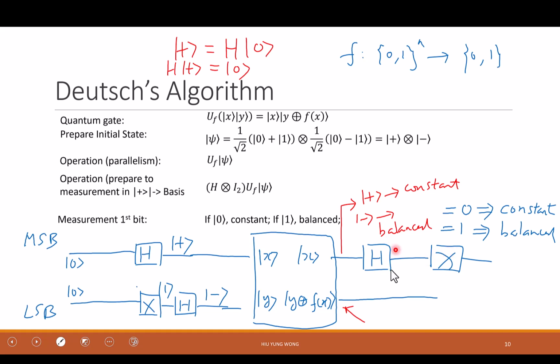Exactly. If I take away the Hadamard gate, but I need to measure in the plus-minus basis, then when it is plus, I get constant. When it is minus, I get balanced. Yes, exactly. Of course, it needs more hardware, right? Not hardware, more pulsing time, right?